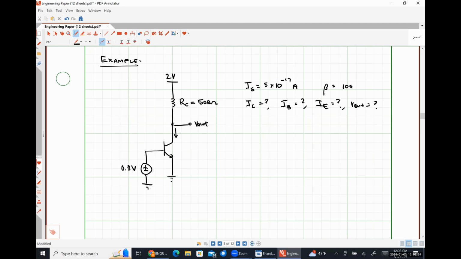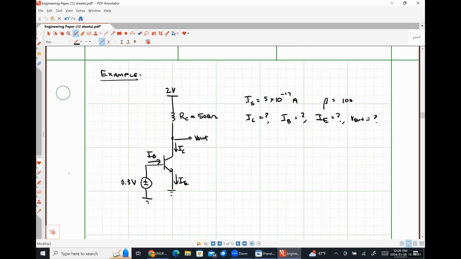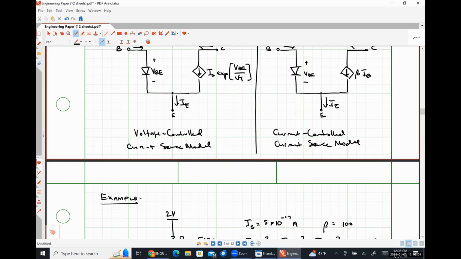So I'm just going to label those currents IC, IE, and IB like so. Which of our two equivalent circuit models, since this is the first time dealing with this stuff, do you guys think we should use?